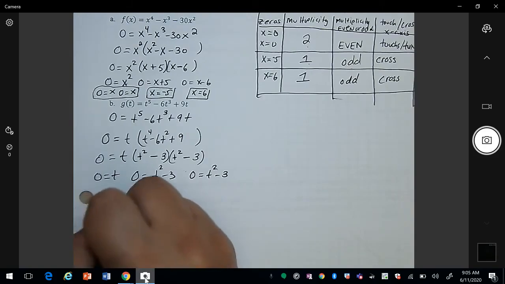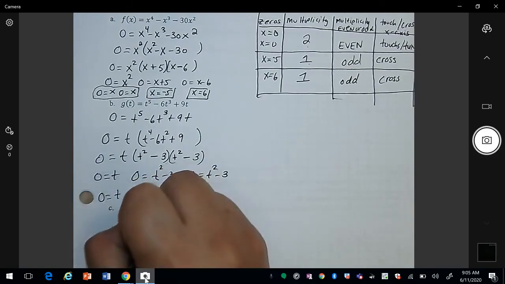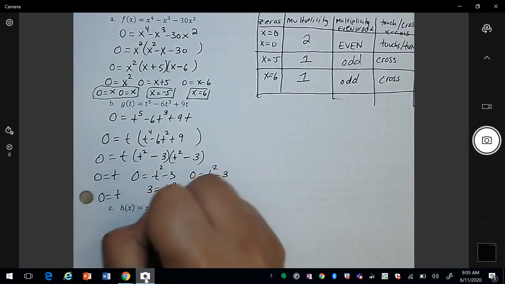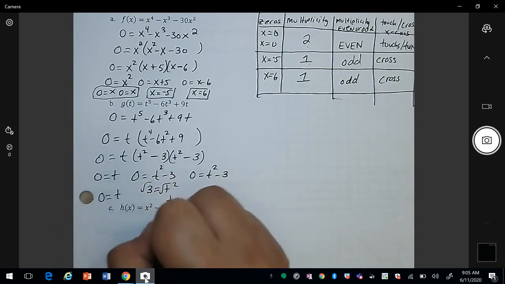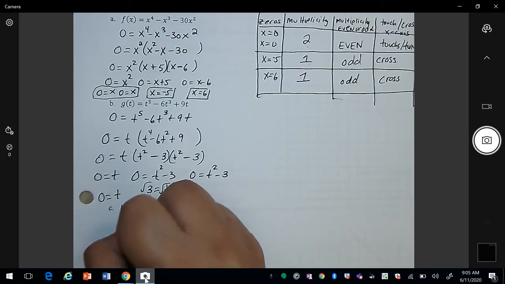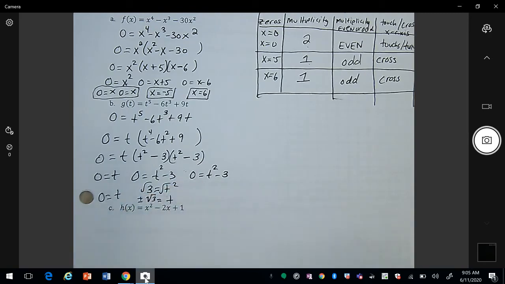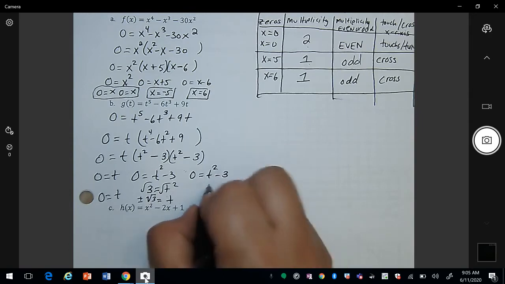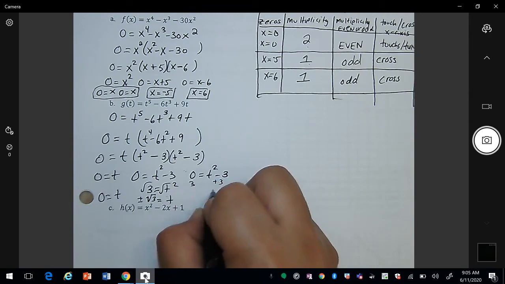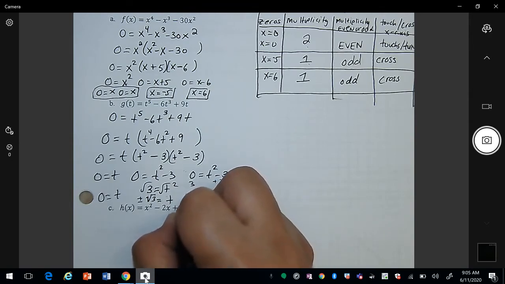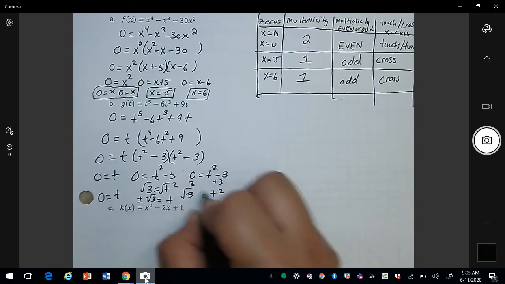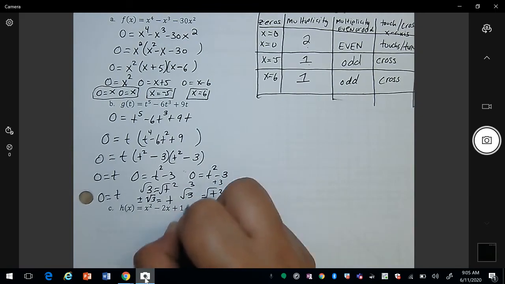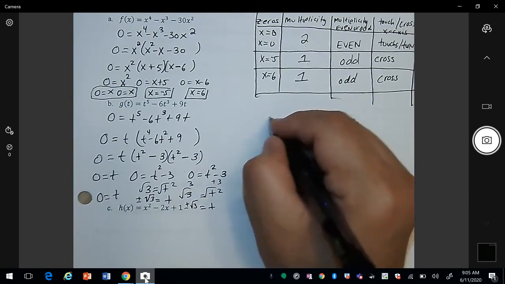So I end up with 0 is equal to t. I would add 3 on both sides, take the square root. So t is equal to plus or minus the square root of 3. And on this side, same thing. Add the 3. So t squared is equal to 3. Take the square root on both sides. So t is plus or minus square root of 3.